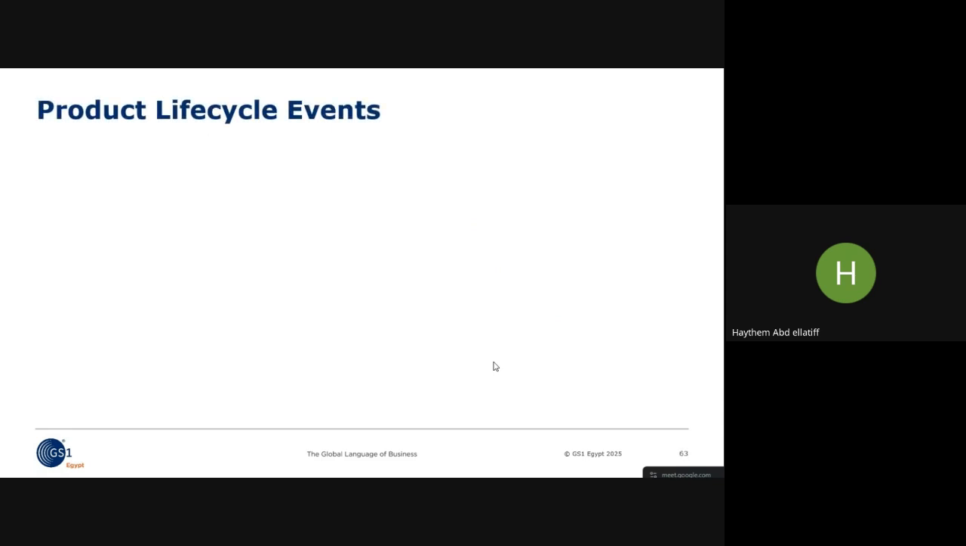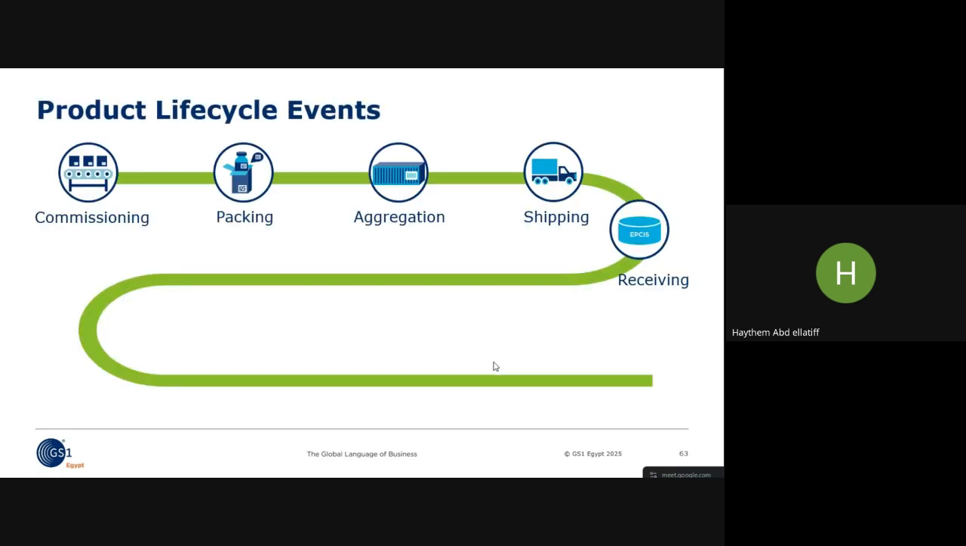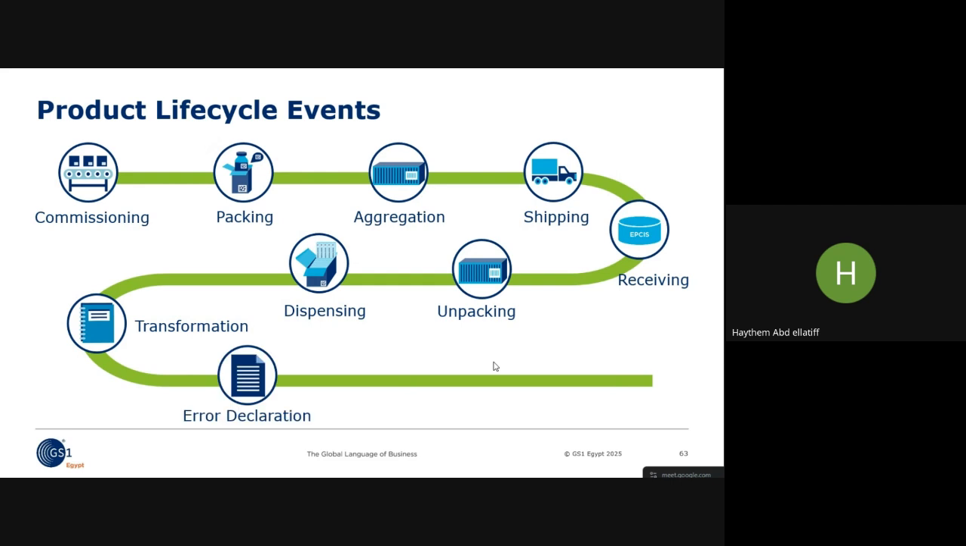And this is the product life cycle from the perspective of track and trace: commissioning, packing, aggregation, shipping, receiving, unpacking, dispensing, transformation, and also error declaration and decommissioning.